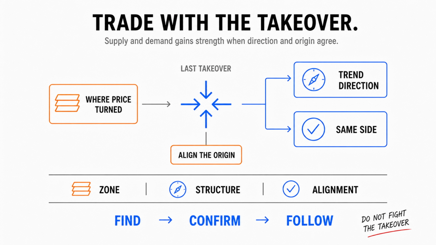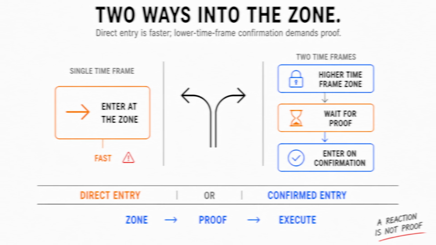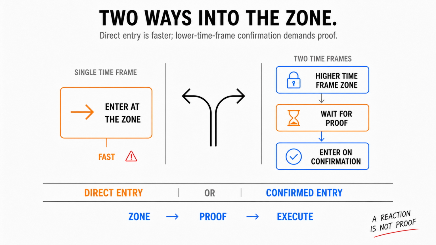The next approach is built around supply and demand zones and trend structure. Instead of asking only where liquidity is resting, it asks where price was last taken over, and whether you are trading on the same side as whoever took it. Inside the supply and demand framework, there are 2 approaches, and we will walk through both. The first uses a single time frame and enters directly at the zone. The second combines a higher time frame zone with lower time frame confirmation, and it will not let you in until price proves itself inside that zone.